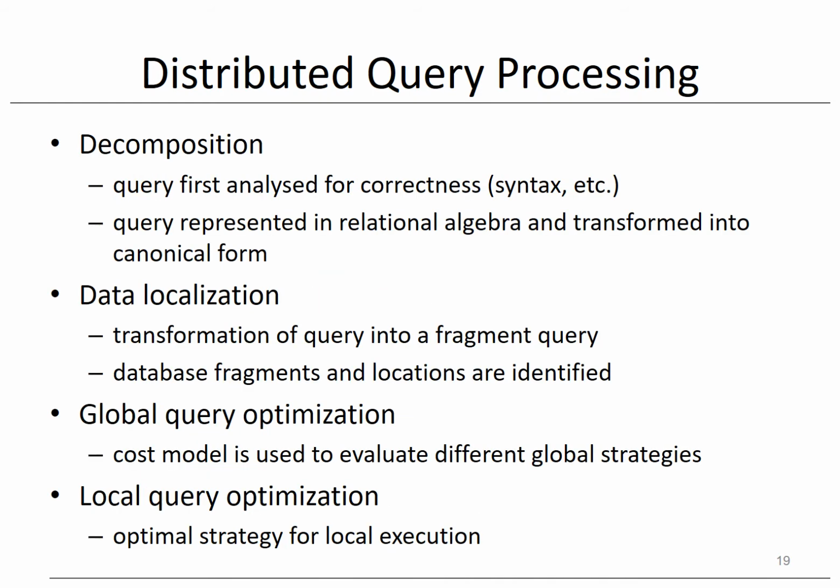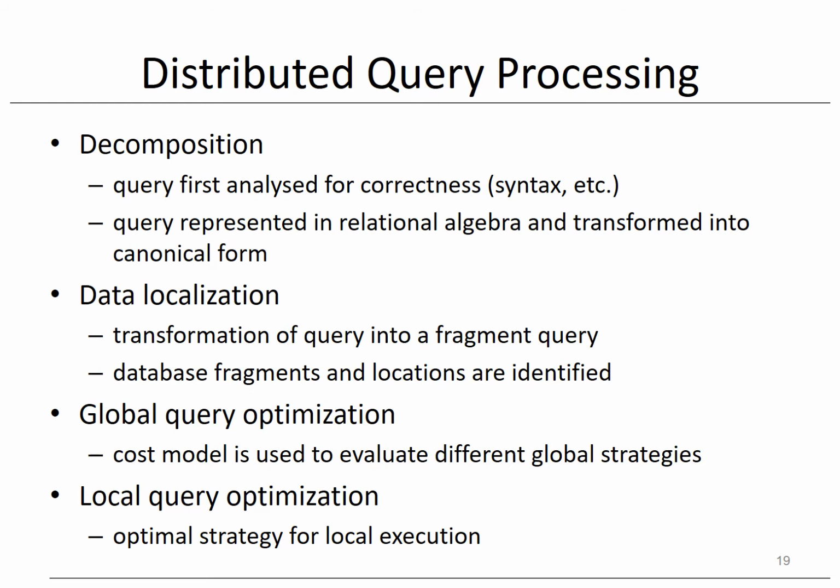In the query decomposition step, the query is first analyzed for correctness. Syntax and data types are verified, and column and table names are validated against the metadata in a catalog. The query is then represented in relational algebra and transformed into a canonical form, which is most appropriate for further processing.